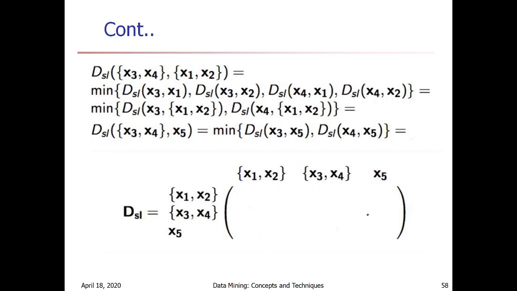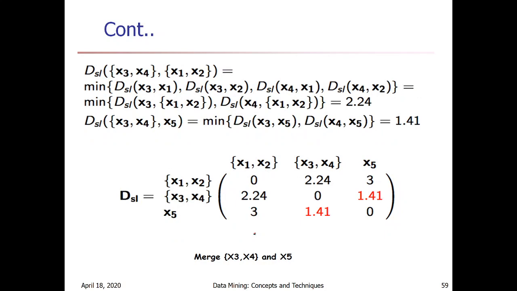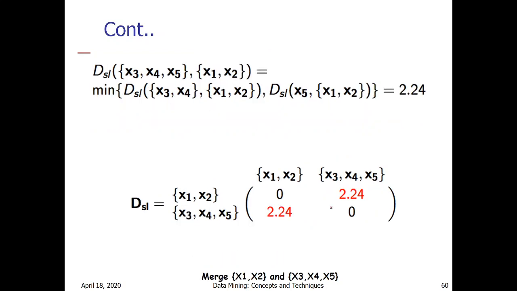So like that we are going to find out the matrix by finding the minimum distance between these using the Euclidean distance. Again you are going to write down the values. Once you write the values, again you have to find out the minimum distance from that particular matrix. So here you can see that we can merge x3, x4 and x5. So finally we get x1, x2, x3, x4, x5.